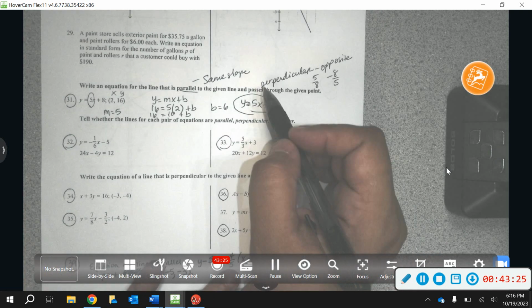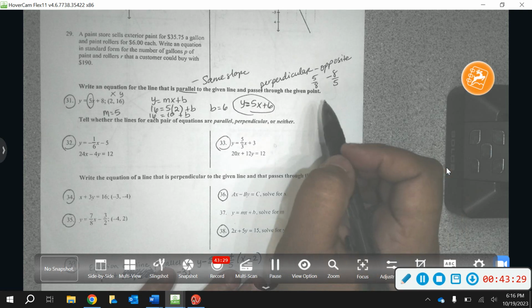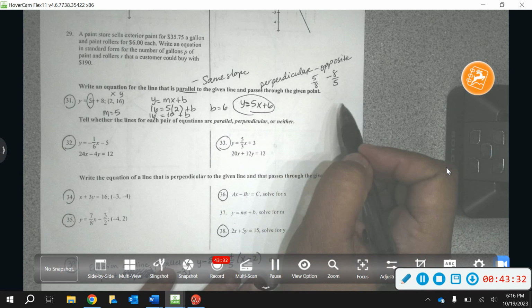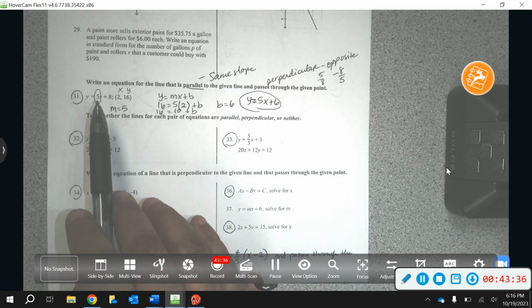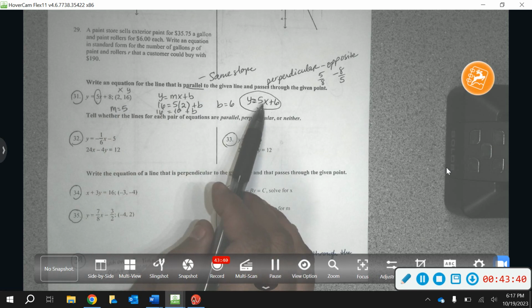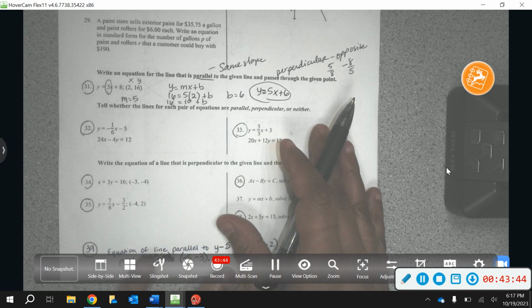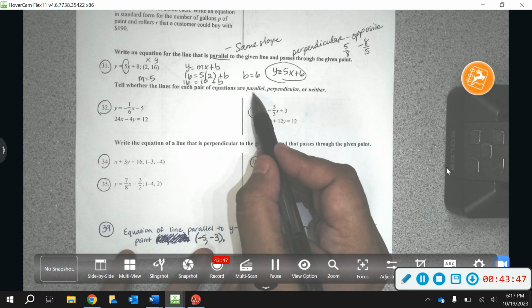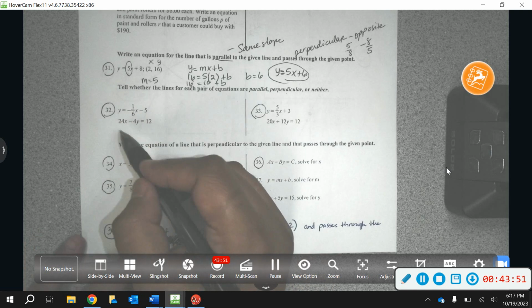Now, again, understand that this might be in point slope form or standard form, so know how to solve for y to get that. But this right here is the same slope, so that's how I know that they are parallel. Okay, they're the same but not equal to. All right, parallel, perpendicular, and neither.